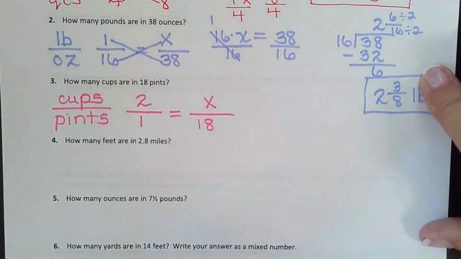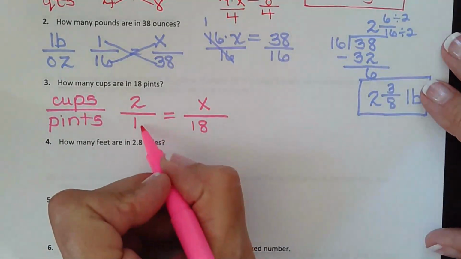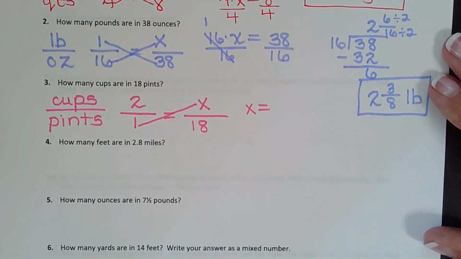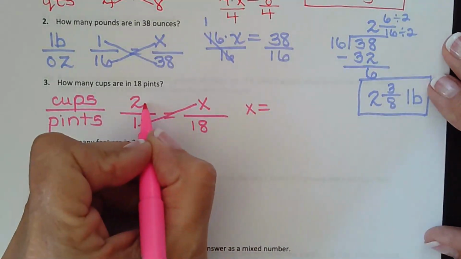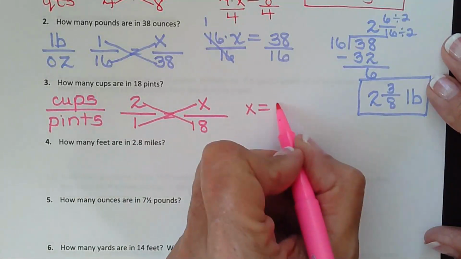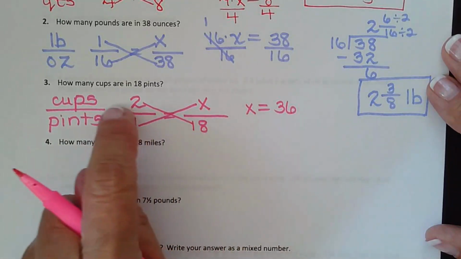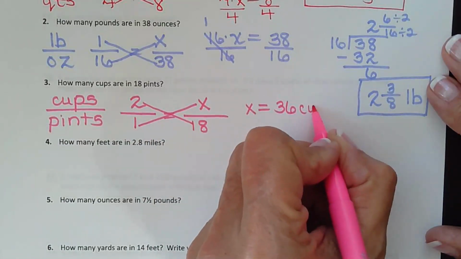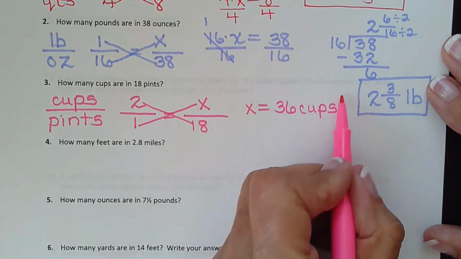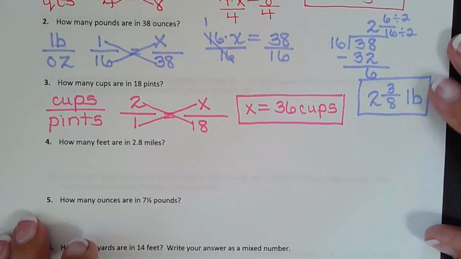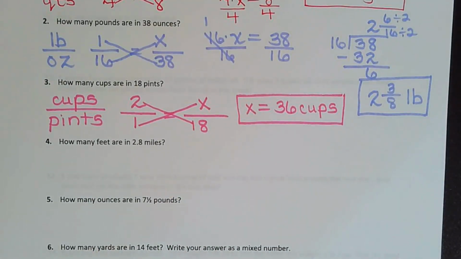And then just like on the first two, we set our cross products equal. 1 times X is just X. It's 1X, but 1X is the same thing as X. And set that equal to 2 times 18, which is 36. And then to see where the X is, it is under cups. And there's my answer. So you can see these are very fun, very easy, a lot like what we did in Module 3. So pretty fun stuff, right? Especially when you have a calculator.